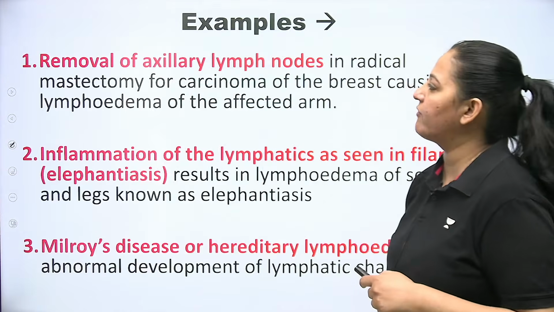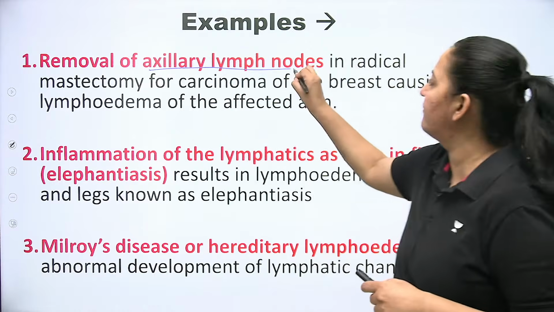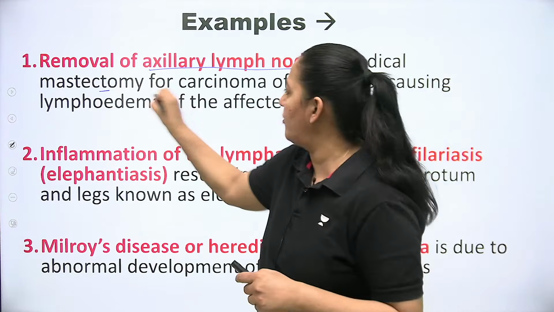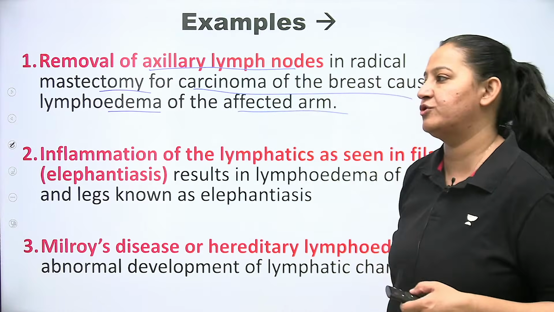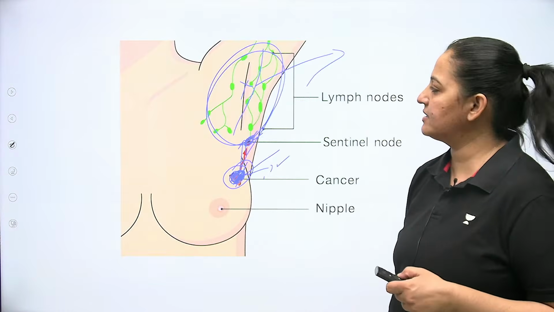So the reason you can write like this: removal of the axillary lymph nodes in a radical mastectomy in carcinoma of the breast, so the patient has edema of the affected arm. I have shown you the diagram also. Yes. So that is the first reason.